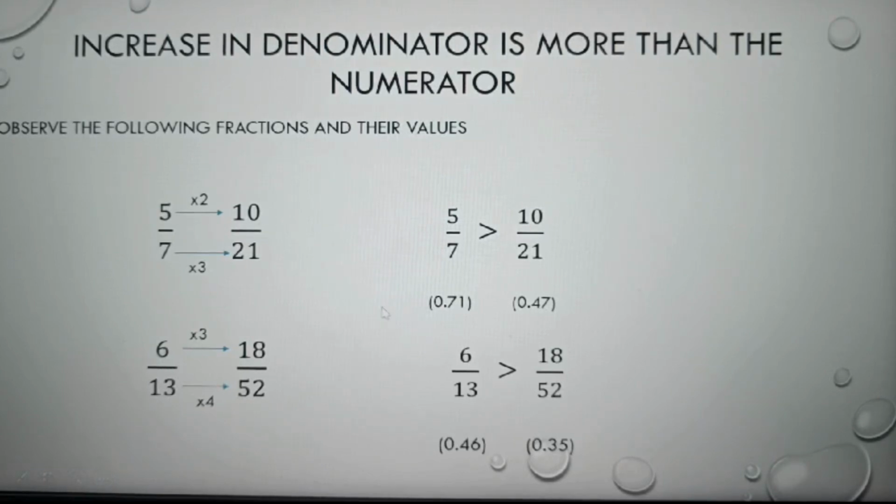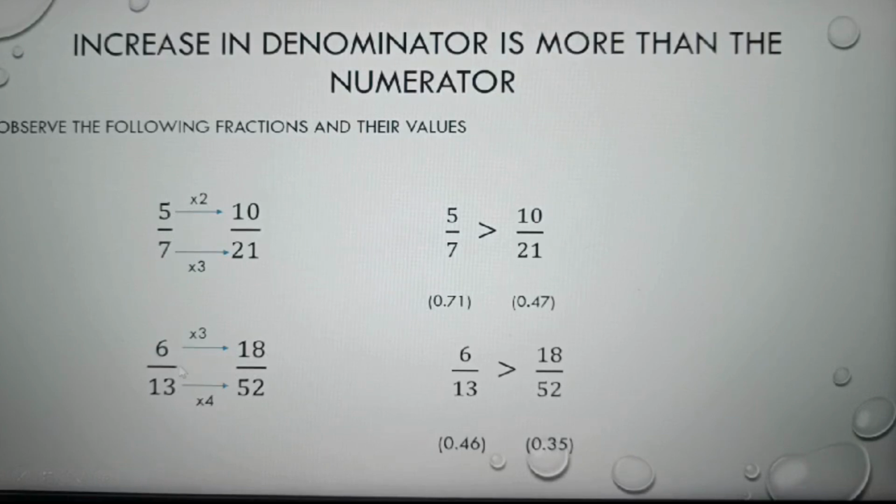This concept can be further understood by another pair of fractions, 6 by 13 and 18 by 52. The numerator 6 increased 3 times whereas the denominator increased 4 times. So the resulting fraction 18 by 52 is smaller than 6 by 13. So we can say that 6 by 13 is greater than 18 by 52. In decimal values we can observe that 0.46 is greater than 0.35.